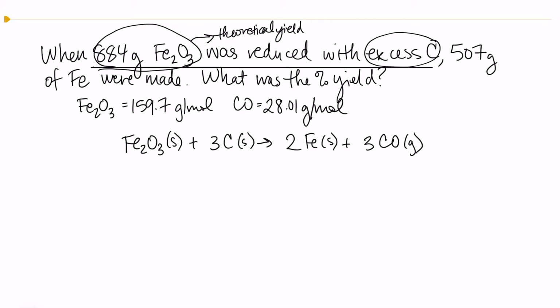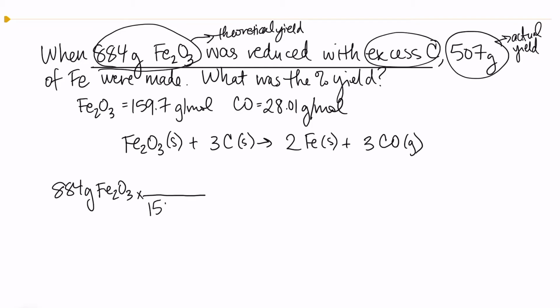My 507 grams of Fe, that's my actual yield. So I'm going to ignore that for now, and I'm going to start with my 884 grams of Fe2O3. I'm going to turn this into moles. 159.7 grams is 1 mole of Fe2O3. And using my stoichiometry, my mole ratios from the balanced chemical equation, 1 mole of Fe2O3 is going to give me 2 moles of Fe.